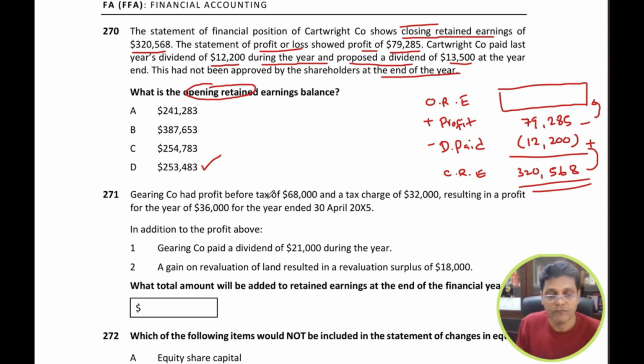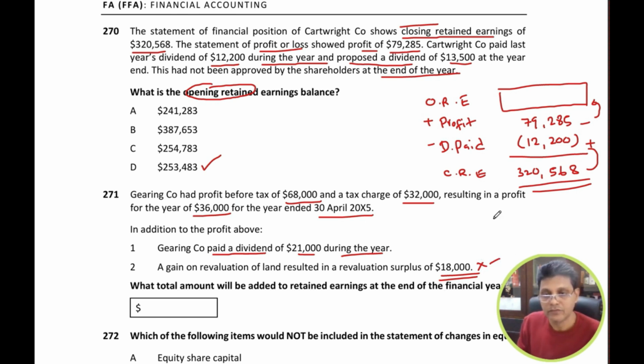Gearing company had profit before tax of 68,000 and a tax charge of 32,000, resulting in a profit for the year of 36,000. So 68,000 minus 32,000 will be 36,000 for the year ended 30th April 2005. In addition to the profit above, Gearing company paid a dividend of 21,000 during the year. A gain on revaluation of land resulted in a revaluation surplus of 18,000. Okay, so this is not recorded in the retained earnings. It is recorded in the comprehensive income statement.